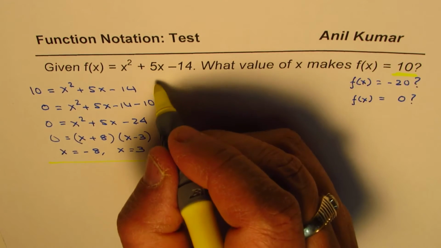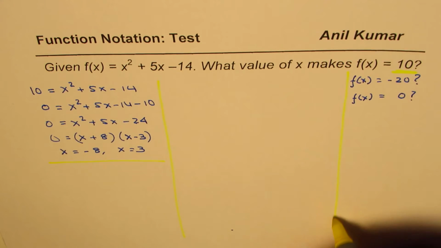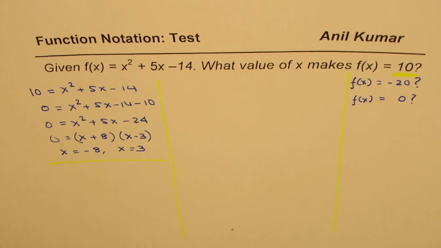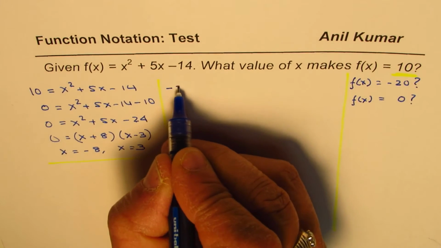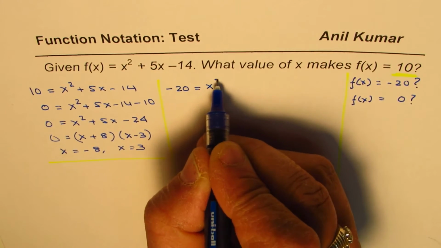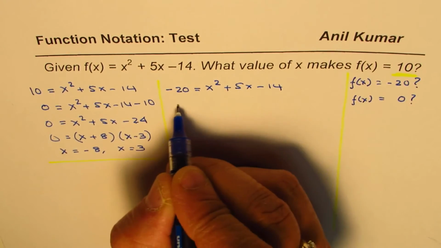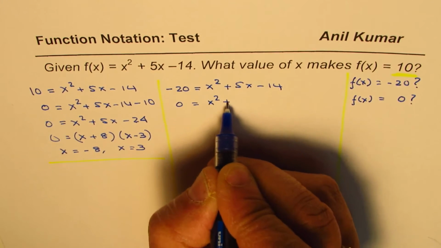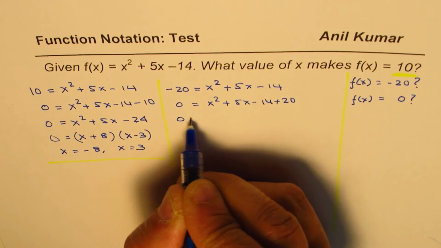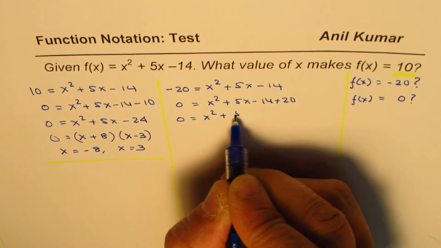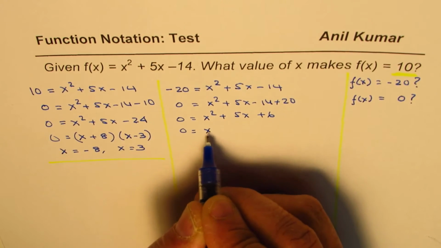Now we can do the second part also. Okay, let's do it. So in the second part we have minus 20, so we could write the same equation. Minus 20 equals x squared plus 5x minus 14, bringing it to that side. 0 equals x squared plus 5x minus 14 plus 20, and that is 0 equals x squared plus 5x plus 6, right?